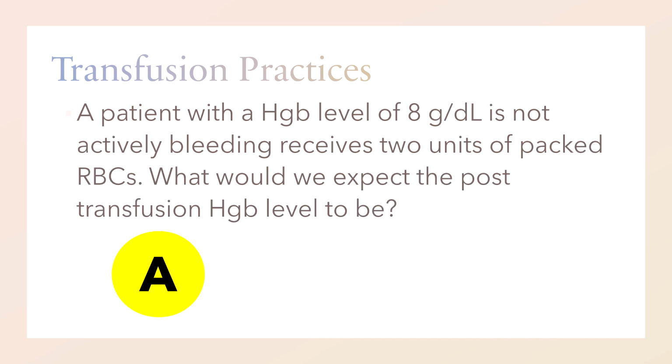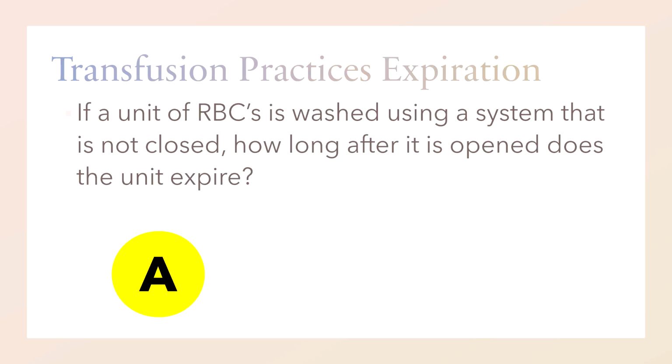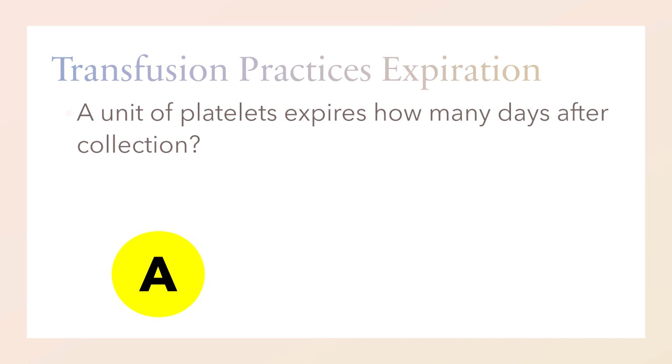A patient with a hemoglobin level of 8 grams per deciliter is not actively bleeding and received 2 units of packed red blood cells. What would we expect the post-transfusion hemoglobin level to be? 10 grams per deciliter. Transfusion practices, expiration. If a unit of red blood cells is washed using a system that is not closed, how long after it is opened does the unit expire? 24 hours. A unit of platelets expires how many days after collection? 5 days.